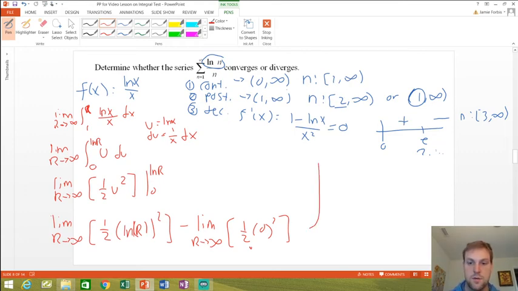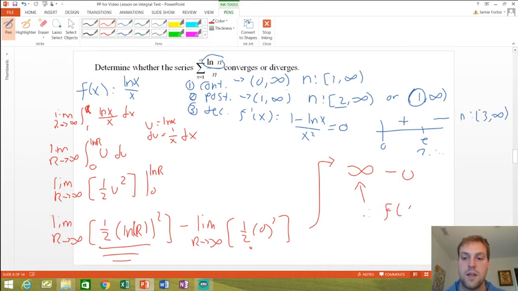Now if we do each of those limits, the limit of 1 half ln of r squared, well, remember ln of r as r approaches infinity is just going to be infinite. So that's going to be infinity. And then 1 half 0 squared, that limit is just going to be 0. Because we have that infinite part, that means f of x is divergent, and therefore the series is divergent. And again, if you want to write that out, you would say that since f of x is continuous, positive, decreasing, and divergent, therefore the series is also divergent.